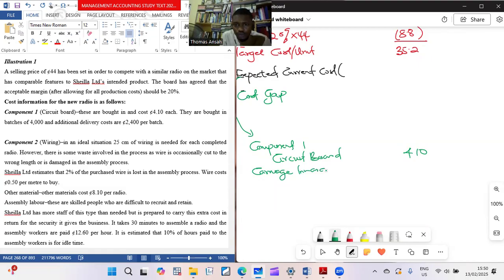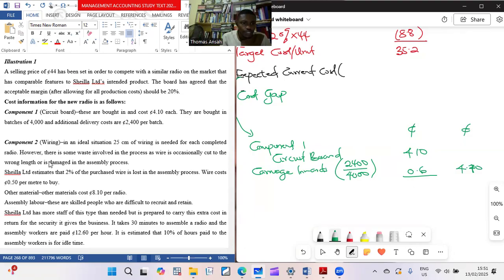Don't forget, cost includes any other cost incurred in bringing the asset to its useful state. So it's 4,000 per batch, with 2,400 per batch. So how much would that be? 2,400 per batch of 4,000 is 0.6. So this component alone will be 4.70. That is component one. That is how much it is going to cost.